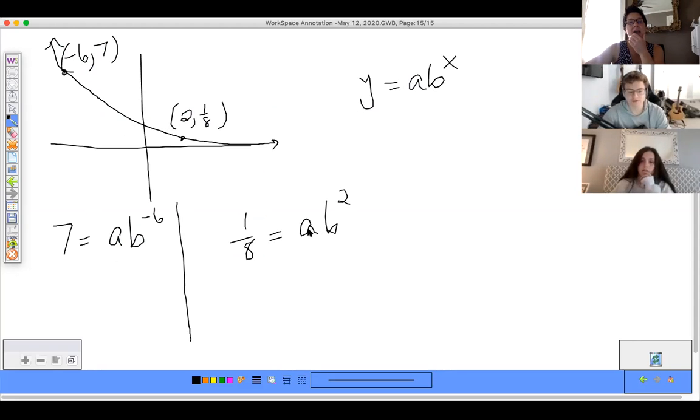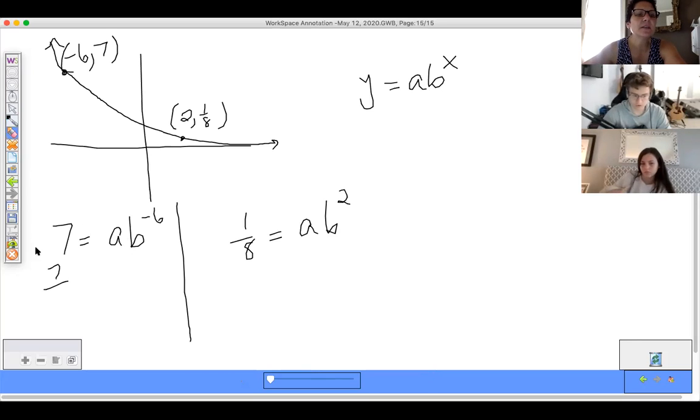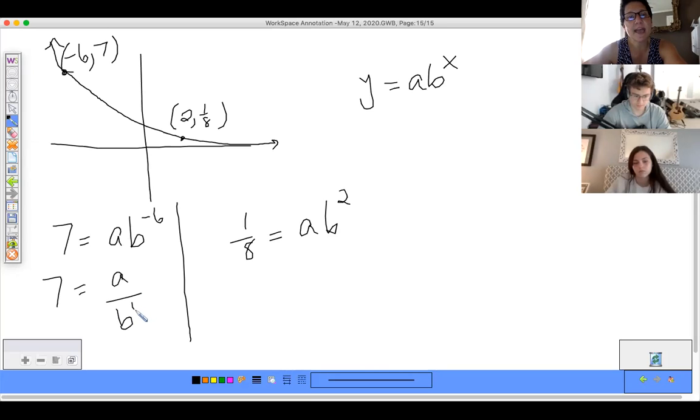Yeah, but then don't we have to set the ab to the... So now we're going to solve this one for a. If I solve this for a, 7 is equal to, because b to the -6 is 1 over b to the 6th, right? So if I solve this for a, a is going to be equal to 7b to the 6th power. Is that okay? Because I multiply both sides by b to the 6th. Are you okay with that?